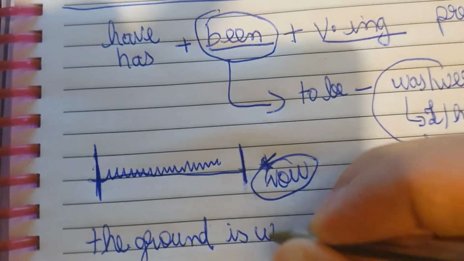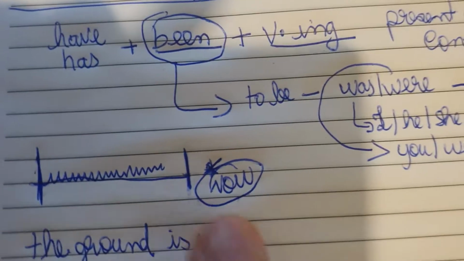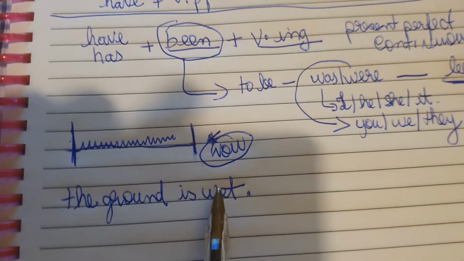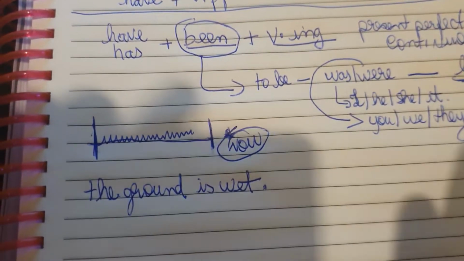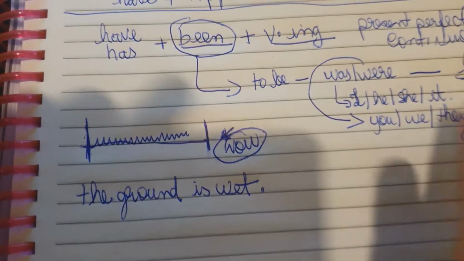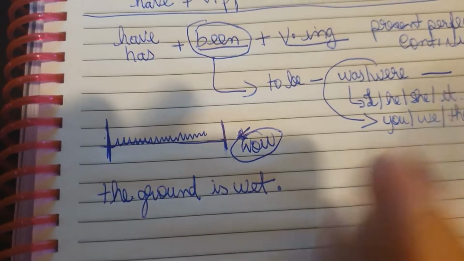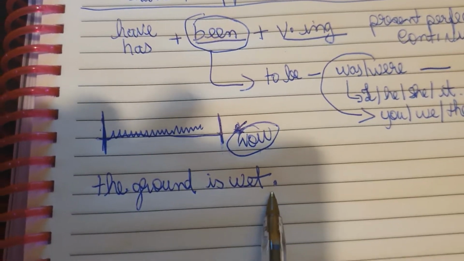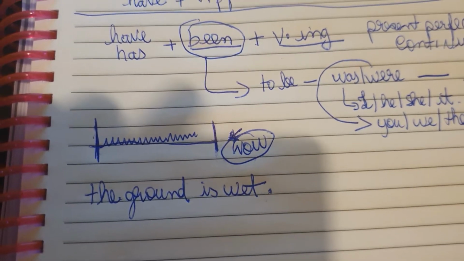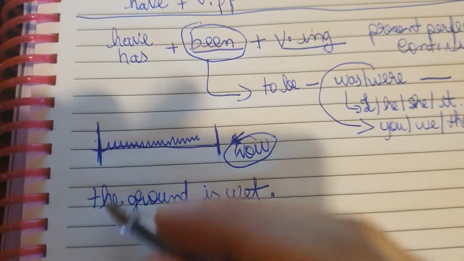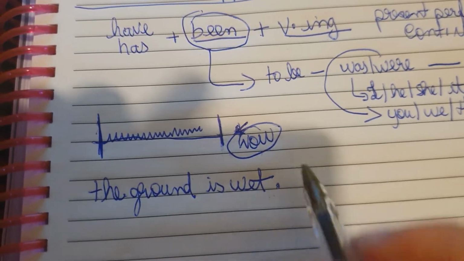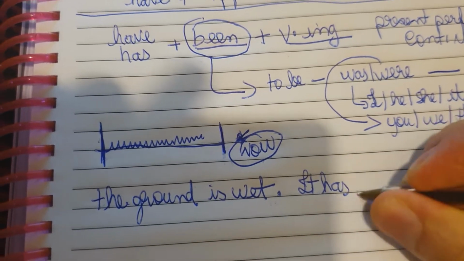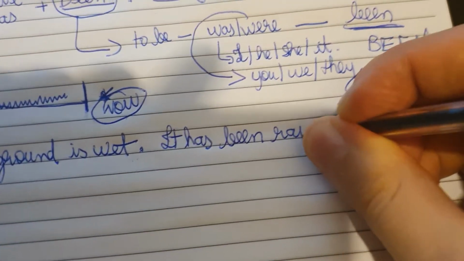For example, the ground is wet. Okay, I believe I have given this example before, in which you have just woken up, you open your window and you see the ground wet. So what does it mean? It means that it was raining, right? It was raining at some time. So if the ground is wet, it means that it has been raining.